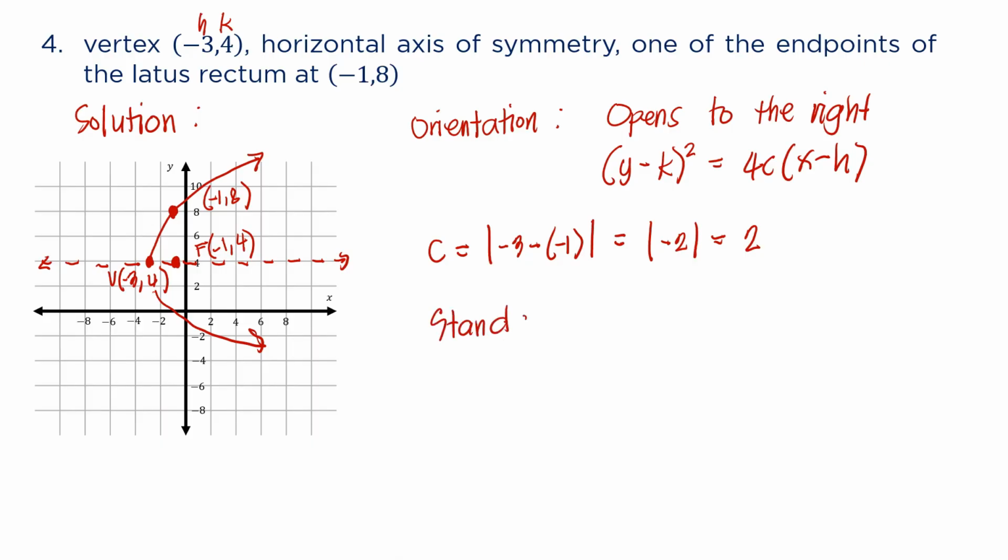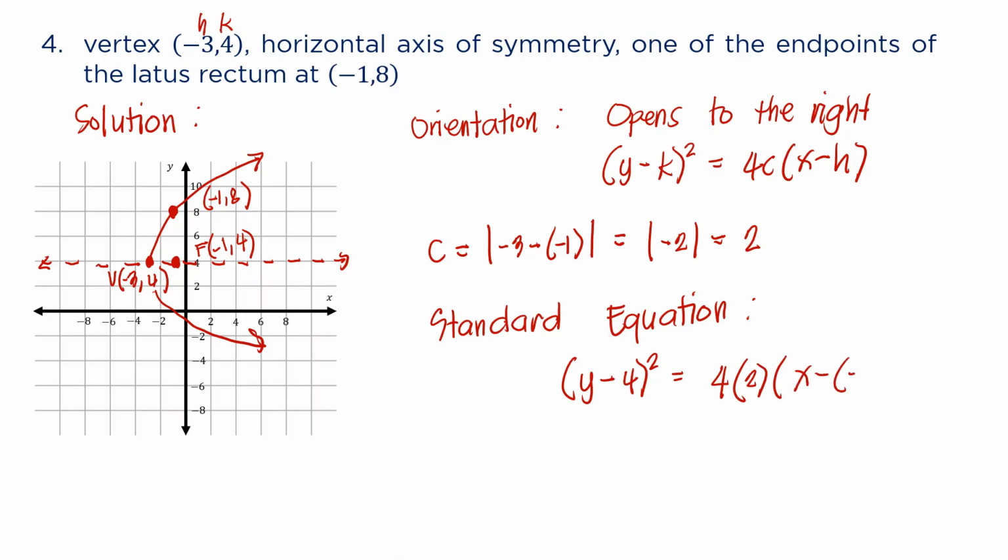So the standard equation will be, okay, ayan. Substitute natin, we have (y minus your k, which is 4) squared equal to 4 times c, which is 2, times (x minus negative 3), your h. So we have now the standard equation (y minus 4) squared equal to 8 times (x plus 3). This is now your final answer.